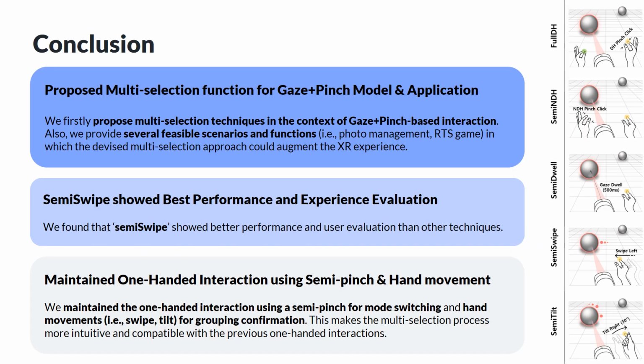To conclude, this paper proposed a novel multi-selection function for gaze and pinch by using semi-pinch for mode switching and hand movement for subselection confirmation. Eventually, we found that SemiSwipe was most preferred by participants and showed the best performance. Based on the test results, we proposed our techniques in applications for future usage. With this approach, we could keep the interaction one-handed, and it could also enhance compatibility with predefined interactions.